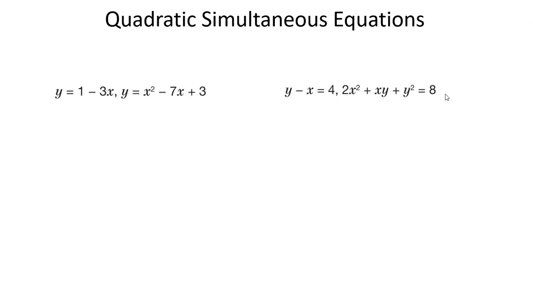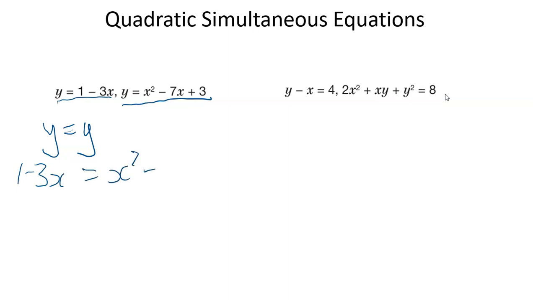One you can have where you have y equals something that's just linear, it's just got an x in it, and then y equals a quadratic. If you've got y equals and y equals, well, it's pretty fair to say that if those two y's are the same, then we can replace or substitute this y with this expression. So 1 minus 3x equals, and this y with this expression, x squared minus 7x plus 3. And now we've only got x's, so this is solvable.